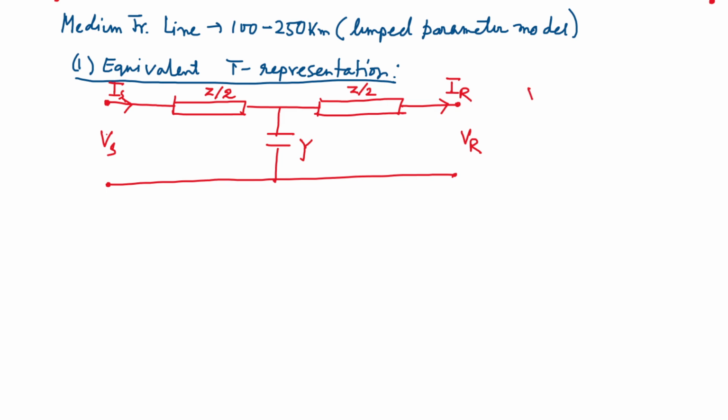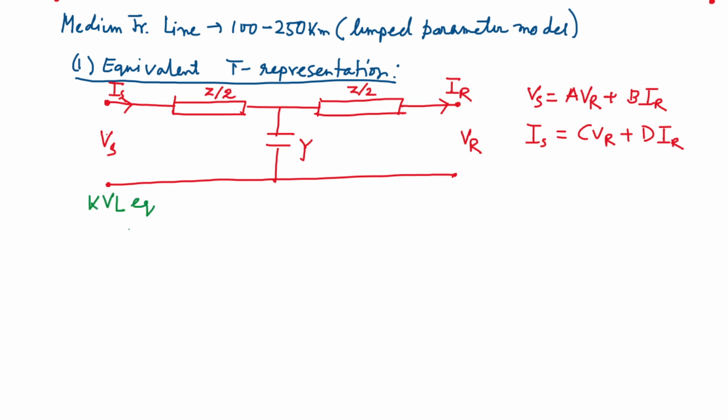We know our famous equations: Vs is equal to A VR plus B IR, and Is is equal to C VR plus D IR. We shall quickly see what the values of the ABCD parameters are in the case of this T representation. So let me write some equations. Now write down the first KVL equation.